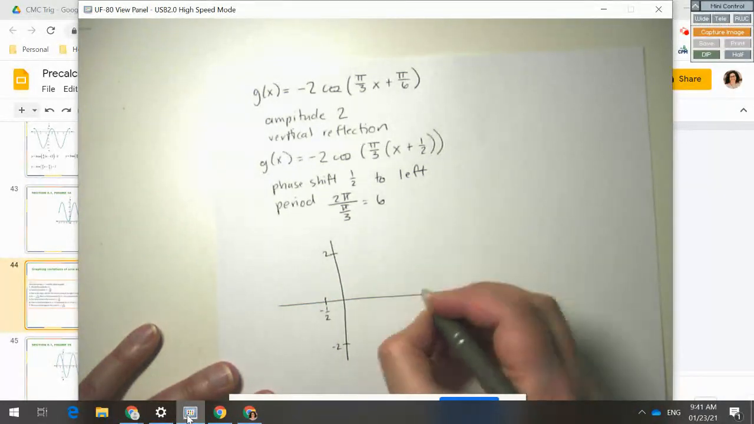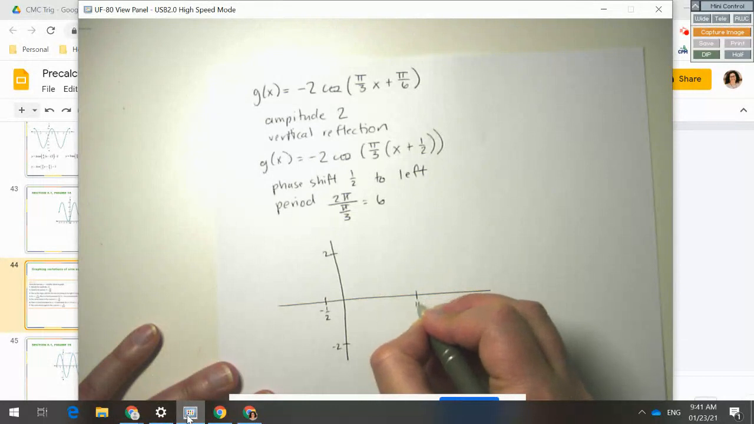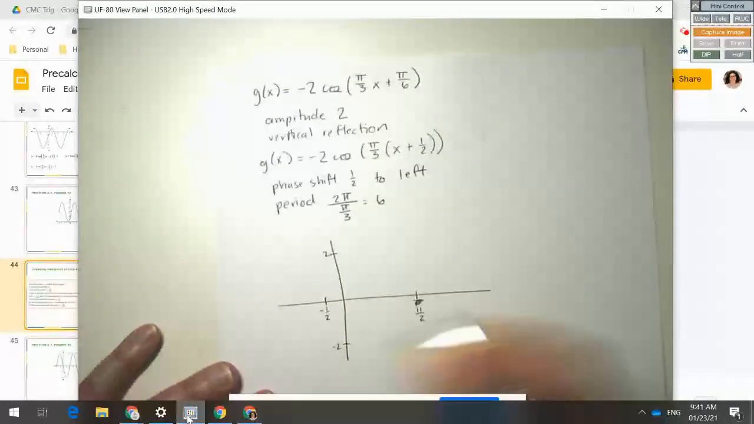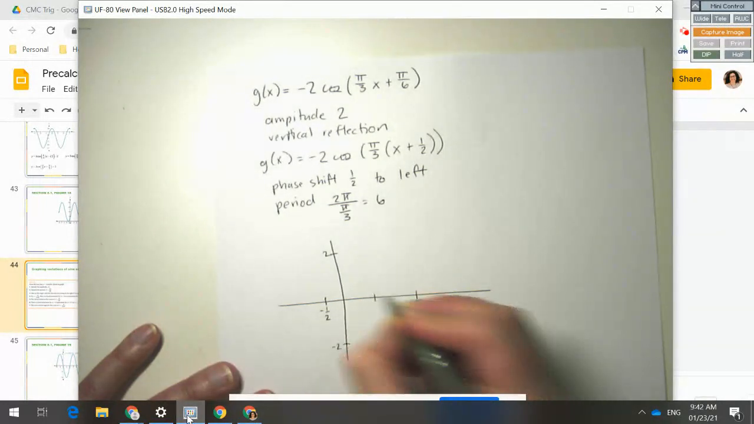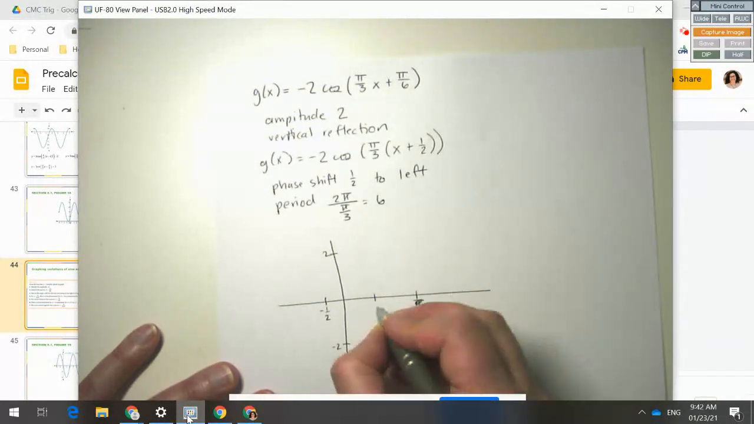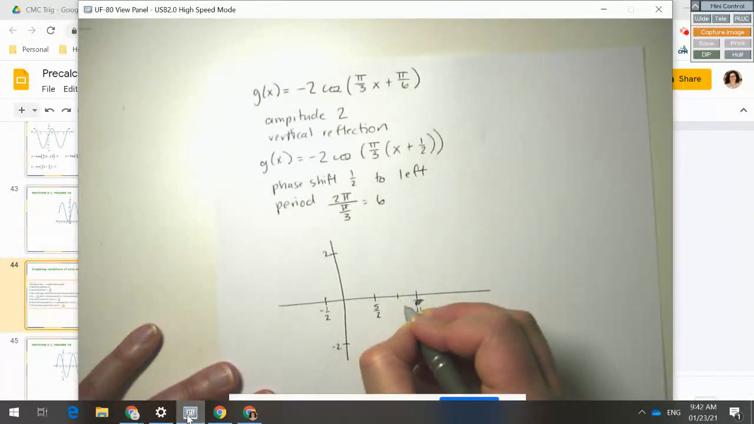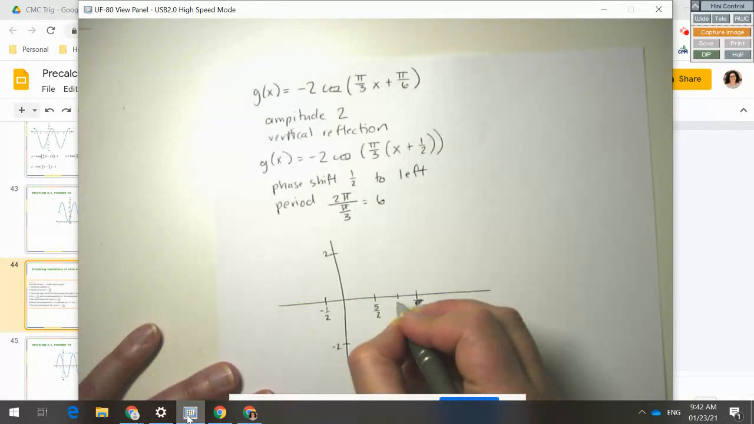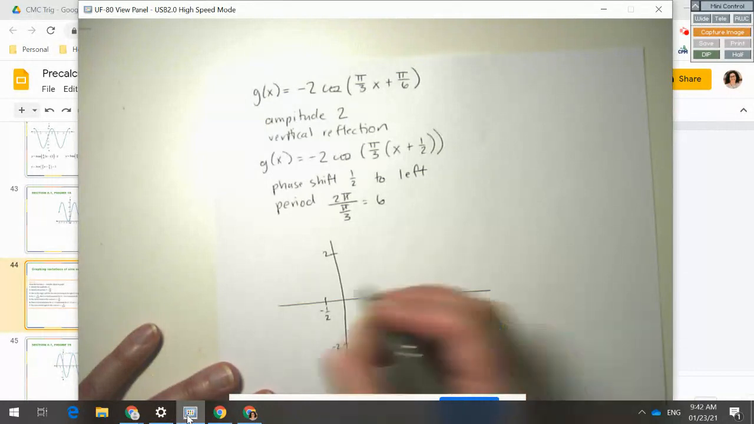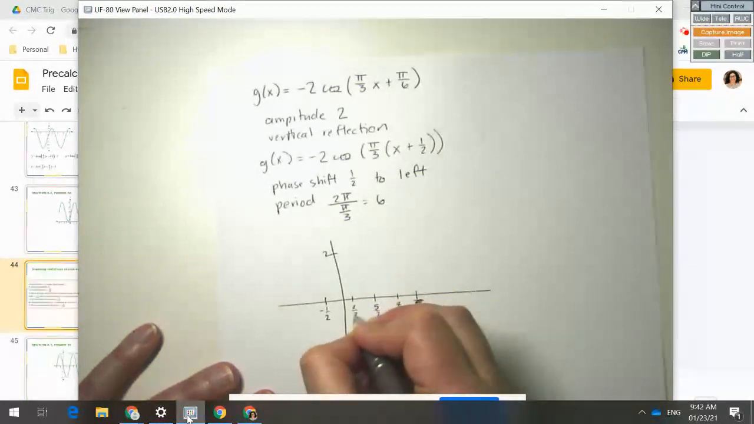All right, so where's our period going to end? It's going to end at 5.5. So I could do that as 11 halves. Whoops, not pi. 11 halves. Right? Is that correct? Yep, that's 6. Okay, so halfway between that is 5 halves. And then halfway between here is going to be 8 halves, I think. Yep. And then halfway between this is going to be 2 halves or 1.